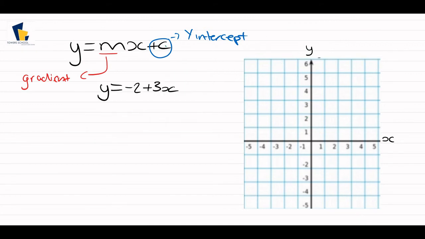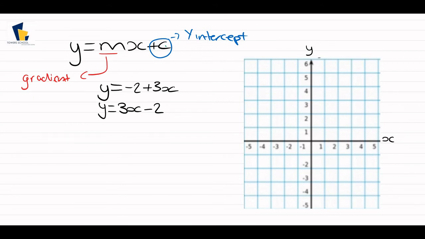So here's our next equation of a line. We have y equals -2 plus 3x. The first thing you should notice is that it's not in the form y equals mx plus c. So we're going to rearrange this formula so it is y equals mx plus c. We're going to end up with y equals 3x minus 2. Pause the video if you haven't already and make sure you have this down.